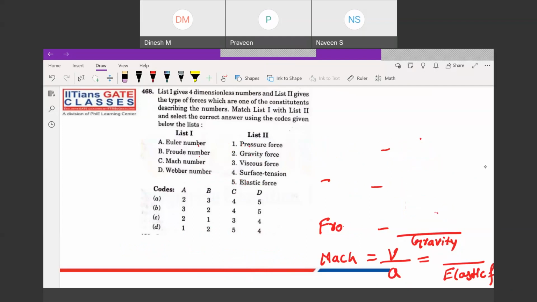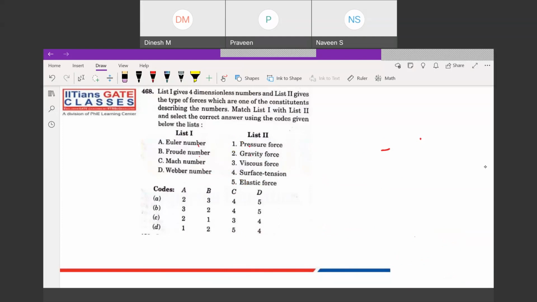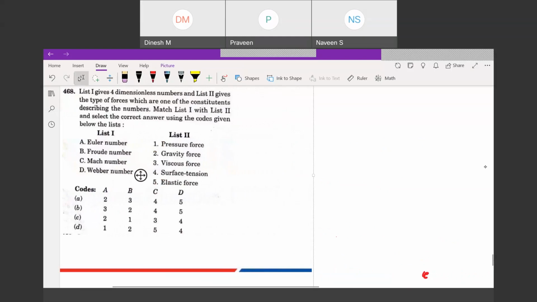So with this, we have completed our fluid mechanics. Only thing, there is this turbulent flow. I don't think they are going to ask questions on it, because there are all experimental results and experimental equations. Only thing they might ask is related to this number.